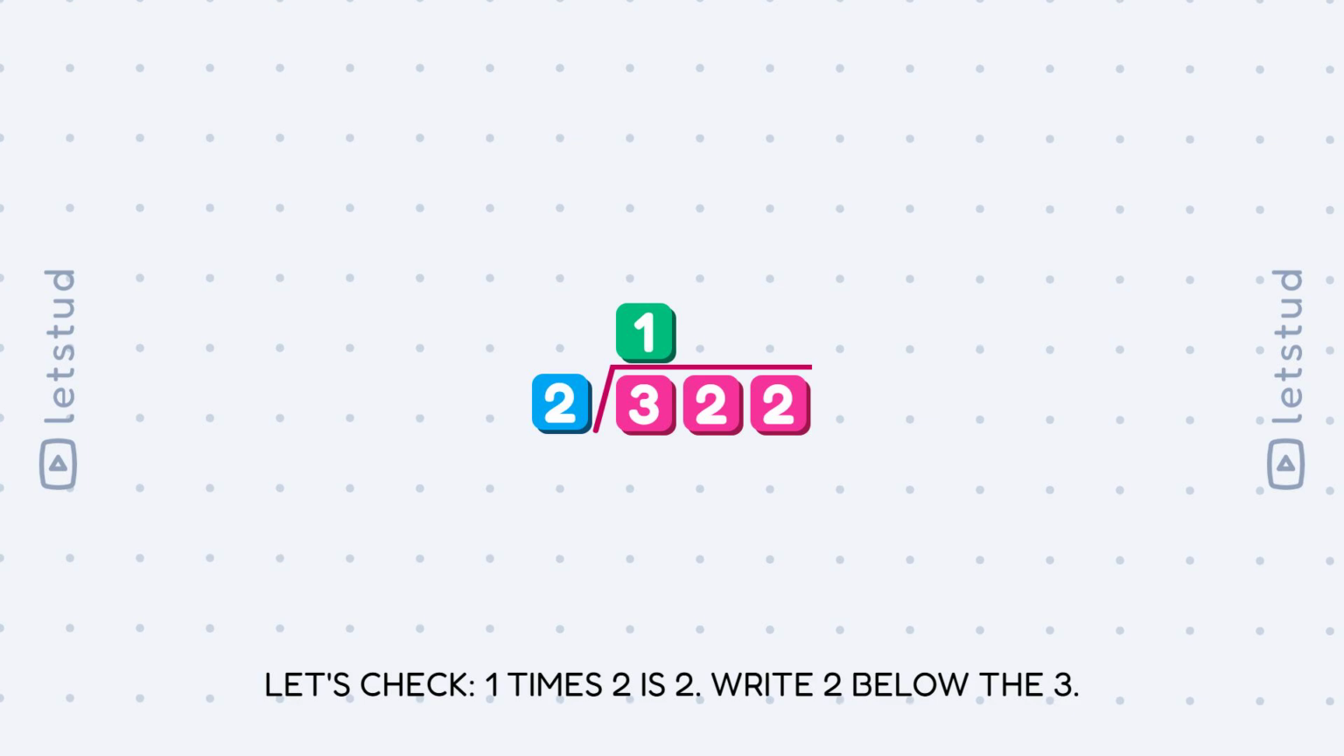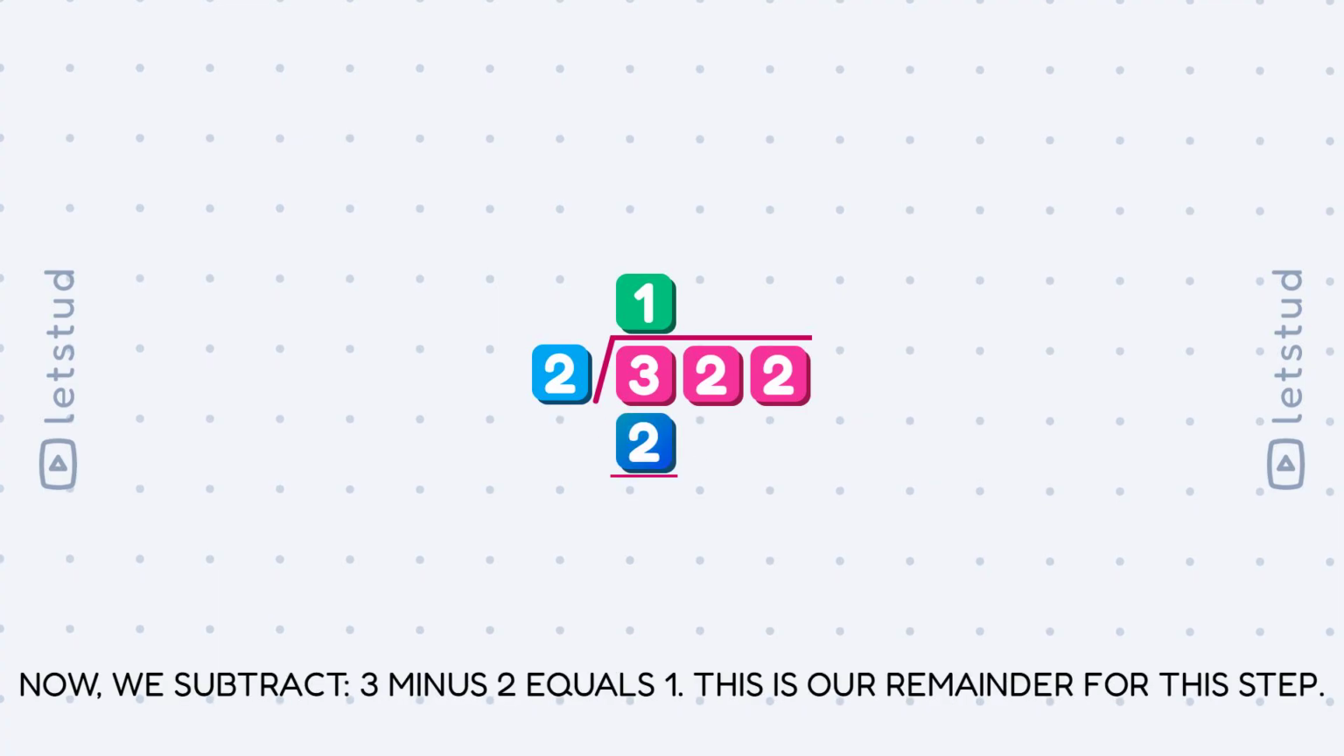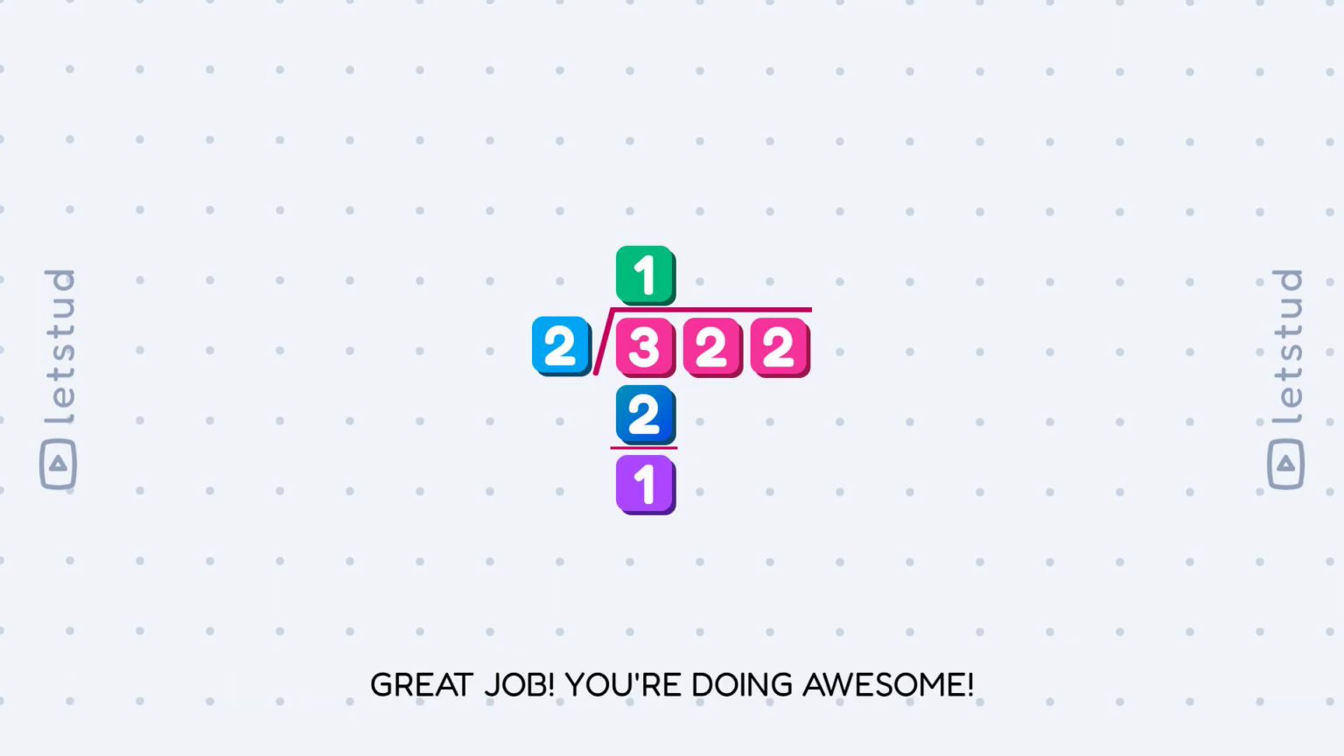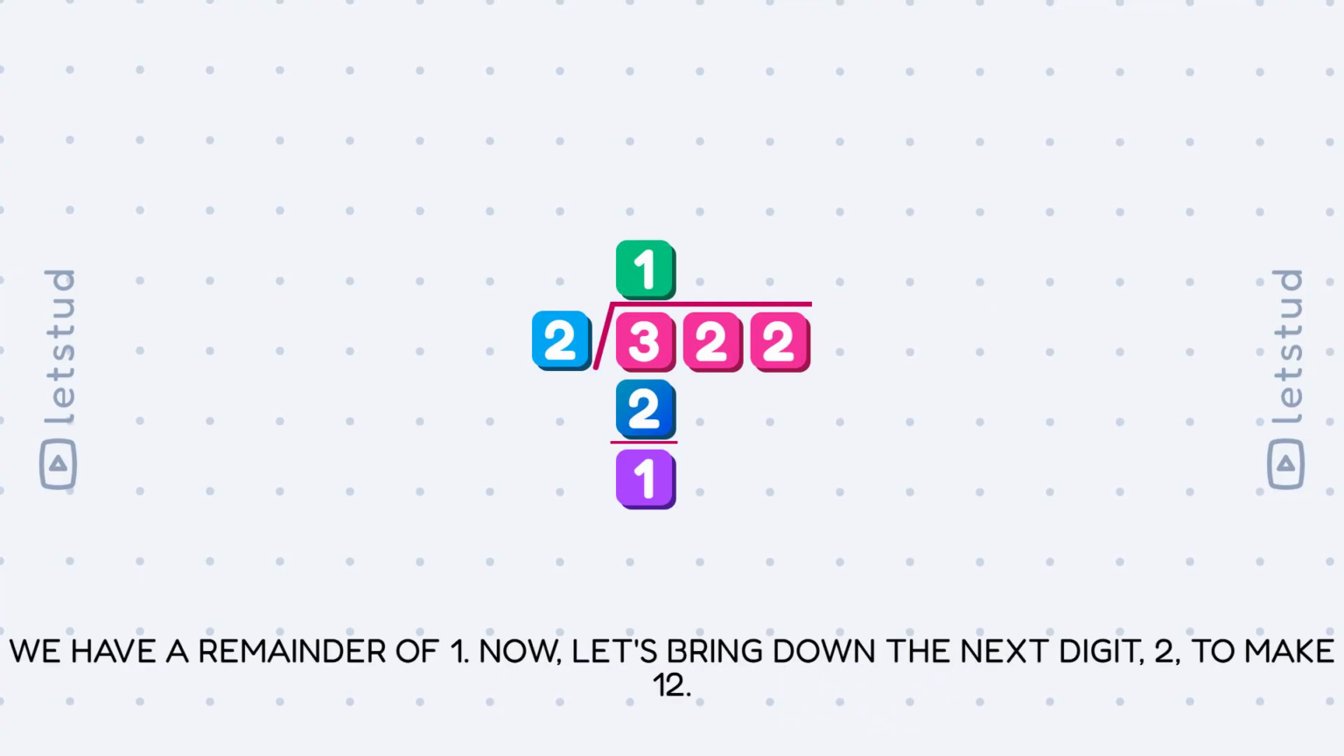Let's check. 1 times 2 is 2. Write 2 below the 3. Now we subtract. 3 minus 2 equals 1. This is our remainder for this step. Great job, you're doing awesome. We have a remainder of 1. Now let's bring down the next digit 2 to make 12.